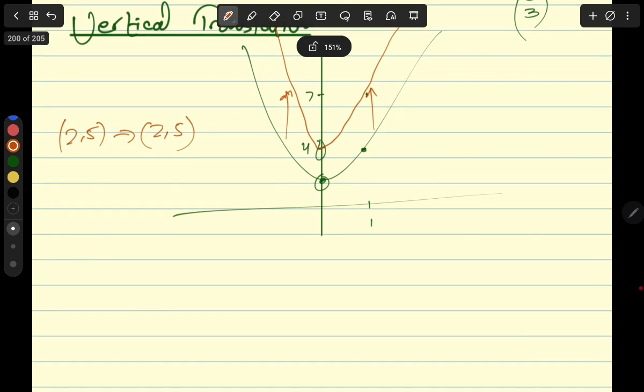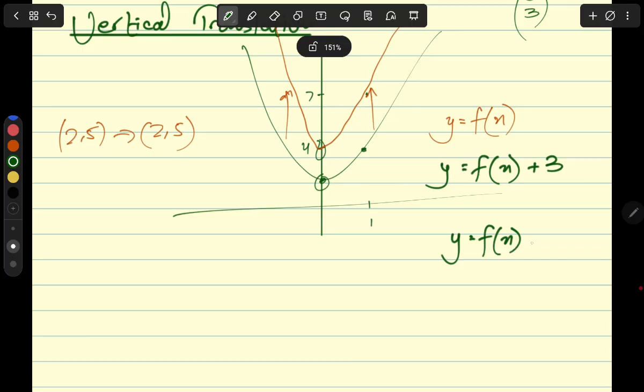So if the original function is y equals f(x), then the translated function is going to be f(x) plus 3. Or if it's moving up or down by a units, then we will say f(x) plus a. Now this a could be positive. In the case of positive, it's going to move up.